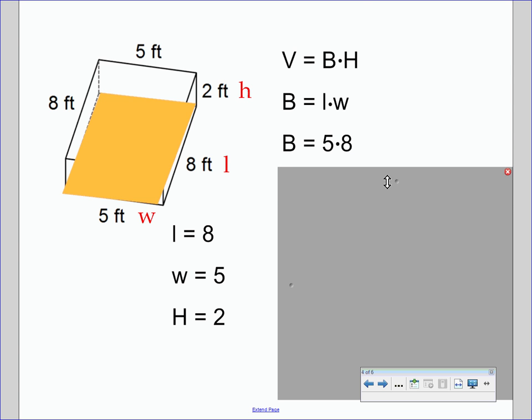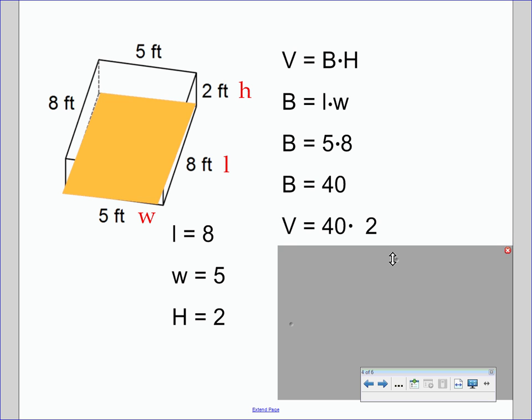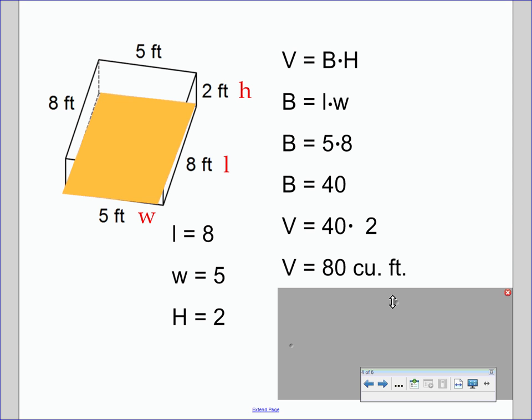Base is 5 times 8, so base is going to be 40, in this case 40 square feet. Then we multiply that answer by the height, 2, to get our volume, 80 cubic feet. Our basic formula is multiplying the area of the base times the height of the prism. Sometimes we may see that written out in another form like this: volume equals length times width times height for a rectangular prism. But the basic formula is always to find the area of the base and then multiply it by the height.